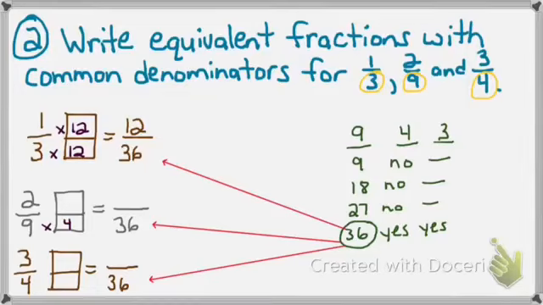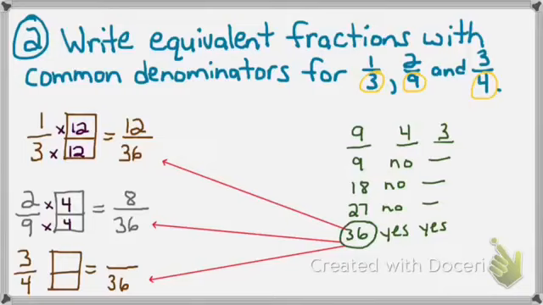Whatever I do to the bottom of the window box, I must do to the top of the window box. I said times 4 on the bottom, so I have to say times 4 on the top. Solve. 2 times 4 equals 8. So 2/9 is equivalent to 8/36.